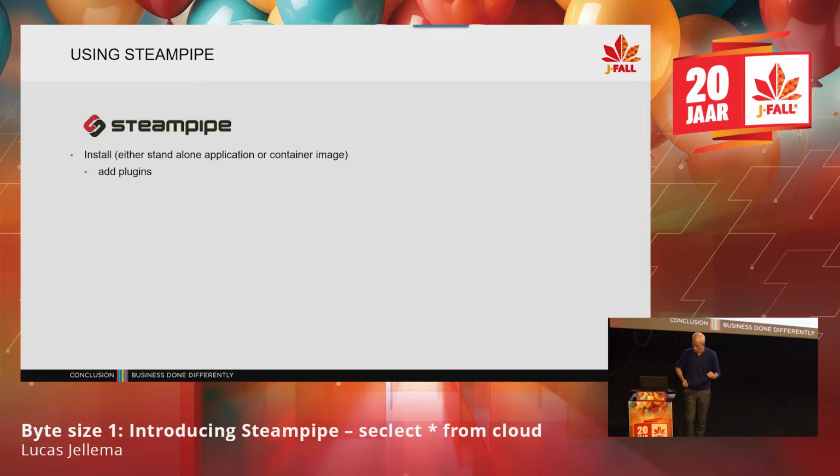So using Steampipe, you first have to install it. And there's an installer for Linux, for Mac, and for Windows, and for Windows it will use the Windows subsystem for Linux under the hood. There's also a container image available. And then you need to add plugins.